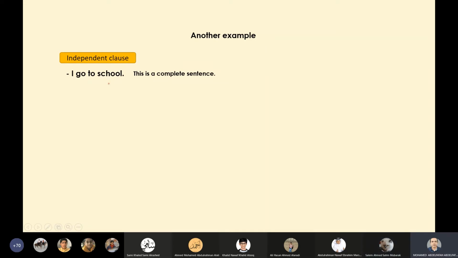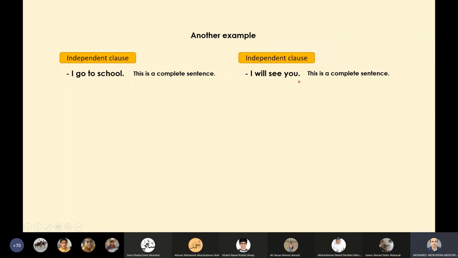Why? Because the idea is complete. I go to school. The subject, the verb, and the completion of the sentence, or the complement of the sentence. We call this type of sentences independent clause. Independent clause. I go to school. Why? Because the idea is complete. The sentence is complete. And on the other side, I have got another one.